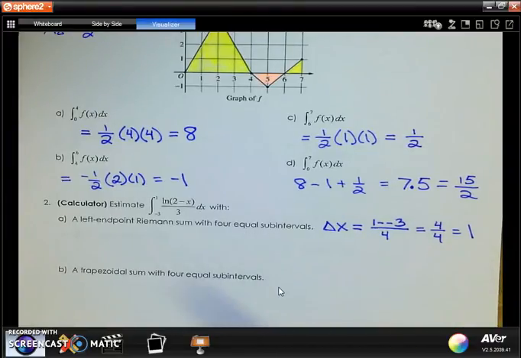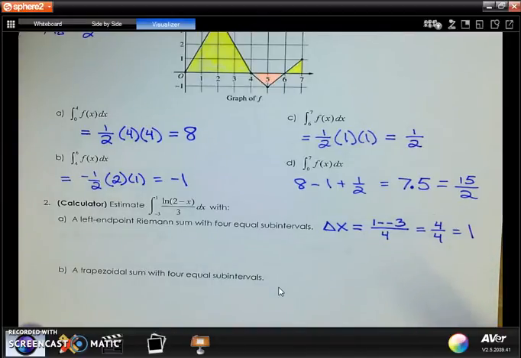So the first thing you want to do here is figure out your delta x. So in this problem, delta x, you do top minus bottom divided by however many subintervals you want. So here it's 1 minus a negative 3, and it said 4 subintervals, so that's why this 4 is here. And that means that the width of each rectangle here is going to be 1.